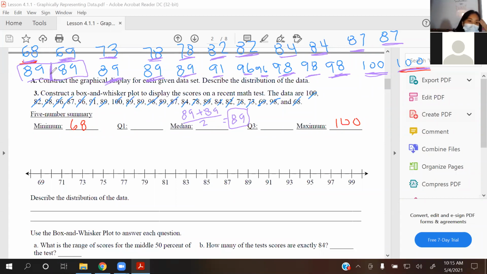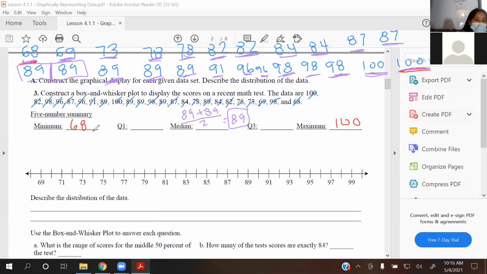That's the middle. So now that I've drawn my middle line, that means I've sectioned off my data into two halves, so there's a smaller half and there's a bigger half. We're going to do this crossing out process again with the smaller half, and that's how you're going to get your quartile one. So it's literally finding the median of the smaller half of data. That is your quartile one.